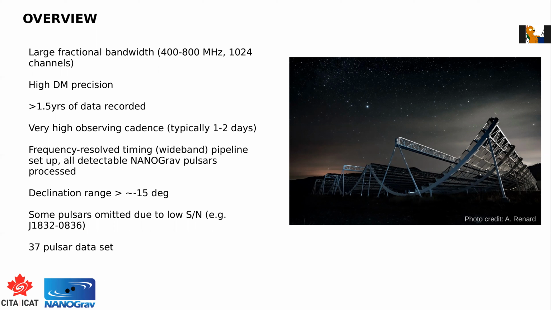So we can't see all of the NANOGrav pulsars. We have a declination range limit of above approximately minus 15 degrees. And there are some pulsars that we've ceased to observe just because they're very faint at CHIME frequencies. So in all, I have a 37 pulsar data set at the moment.